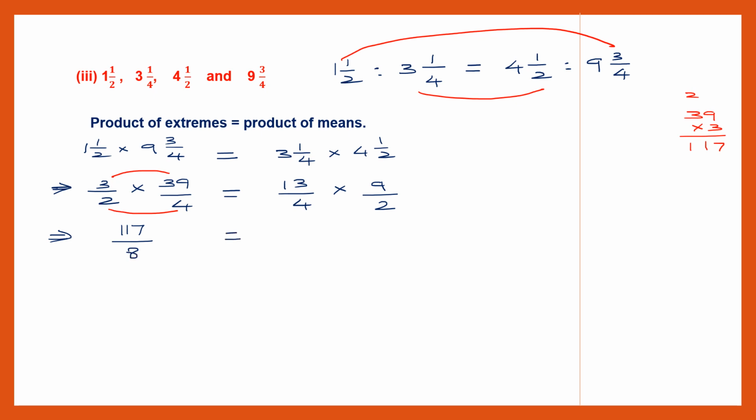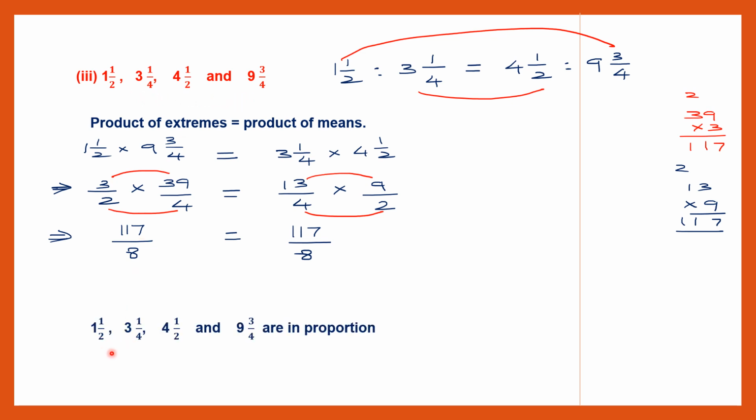Now let's check this side. What is the product of means? That is 13 into 9. So let's multiply 13 into 9. 9 threes are 27, carry 2. 9 ones are 9 plus 2, 11. We have 117. And let's multiply the denominators, 4 twos are 8. So can you see, the left hand side, that is the product of extremes, is equal to the product of means. That means these 4 terms form a proportion. So that is our answer. All 4 quantities given in the question are in proportion.